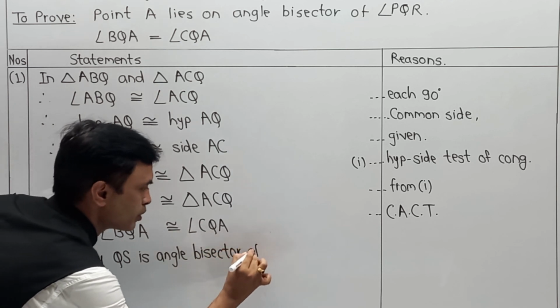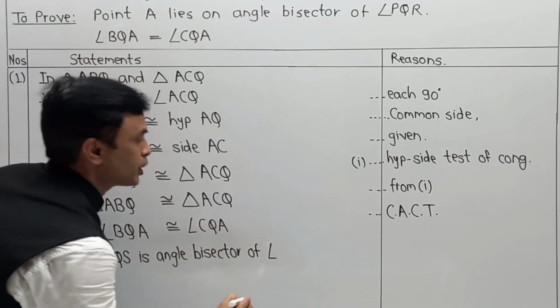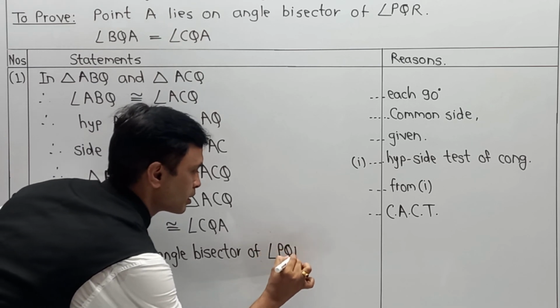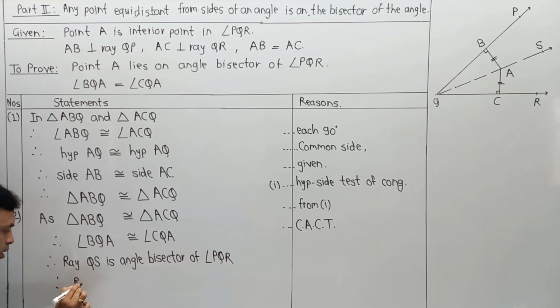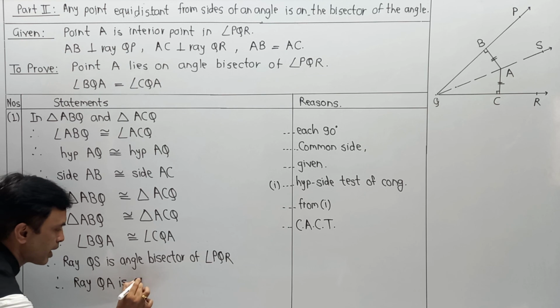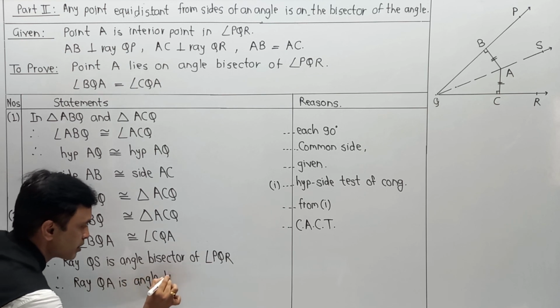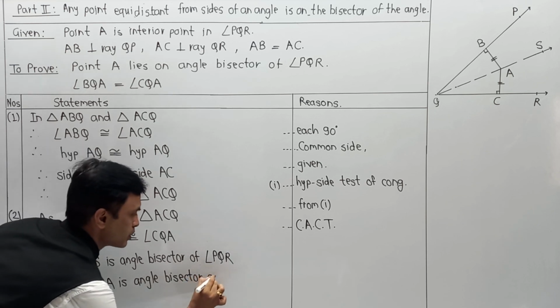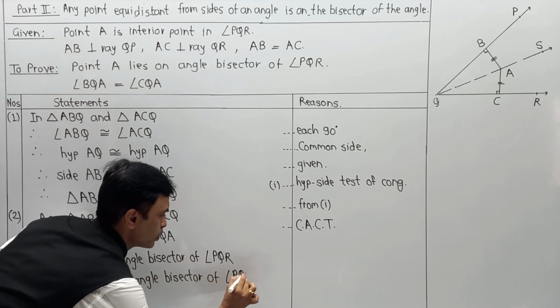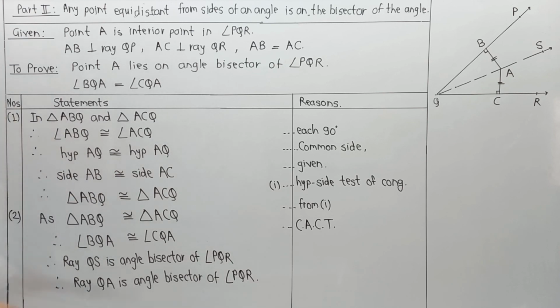of angle PQR, or in modified version, therefore ray QA is angle bisector of angle PQR. And in this way, in a very systematic manner, you can make a proper group 1 and 2, and observing it properly, you can complete your theorem.